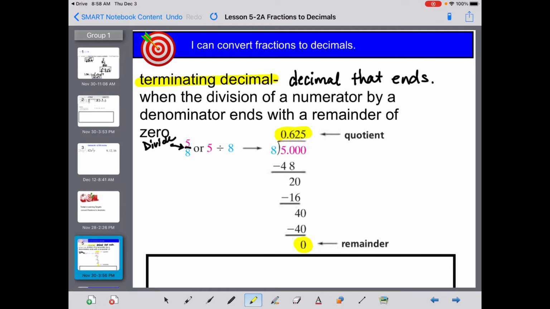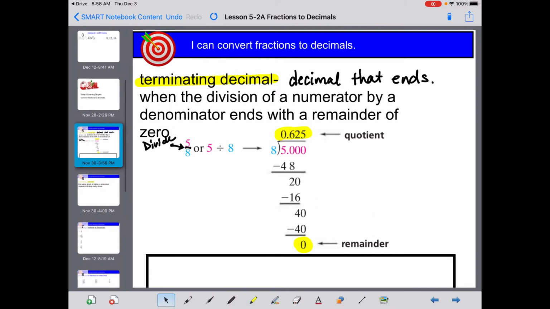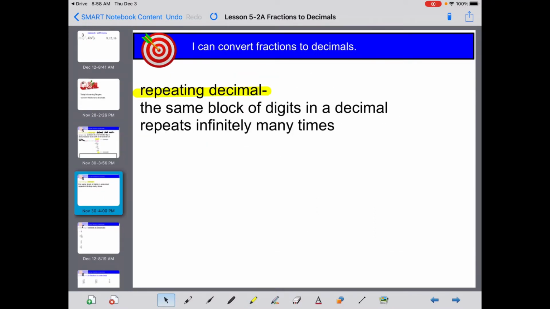The ones that go on forever and ever are known as repeating decimals, where you have the same block of digits in a decimal that repeats an infinite number of times. For example, 1/3 means 1 divided by 3. 3 does not go into 1, so I place a decimal and add a 0.